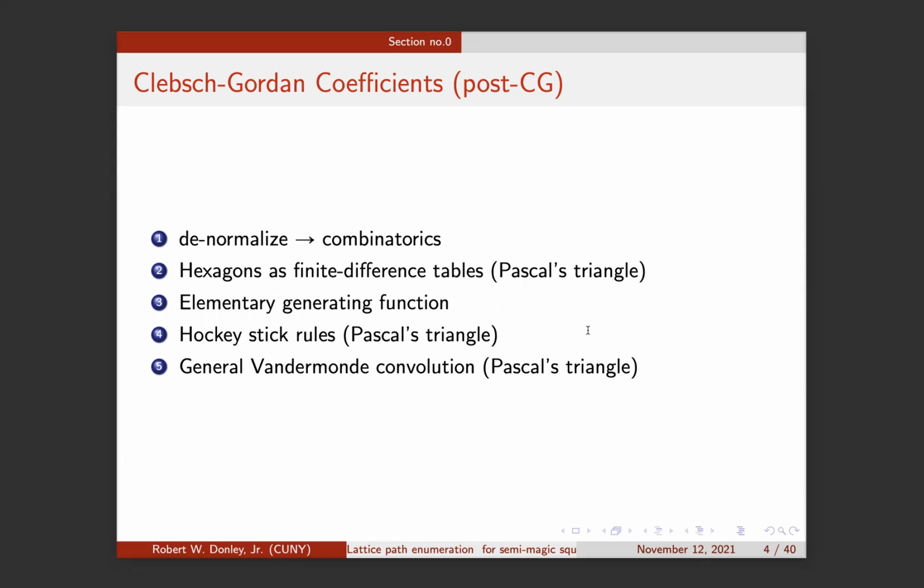Hockey stick rules, another feature of Pascal's triangle, which we won't do, and they're fun. And finally, in the list of things I'm not going to do today, we also have Vandermonde convolution. I have a feeling that this is sort of the tip of the iceberg on maybe something bigger. And so this could be advertising for the combinatorics seminar in February.